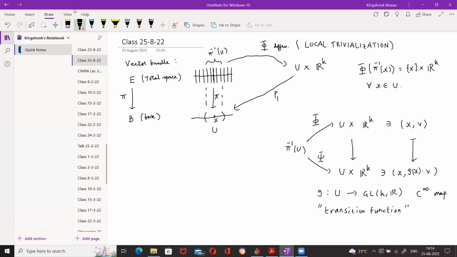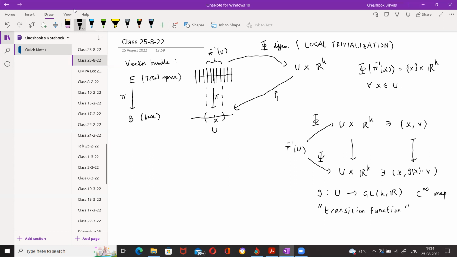And the point is, because this transition function is linear, if I use the first trivialization to define a vector space structure on the fiber, that gives me the same vector space structure as if I use the second trivialization to define a vector space structure on the fiber pi inverse x. Because the change of charts is linear, the vector space structure is preserved by this change of charts.